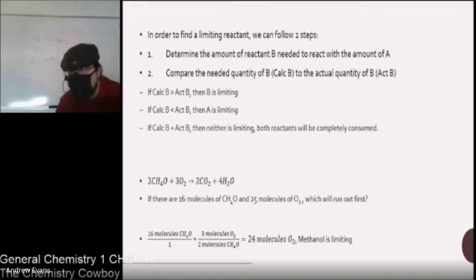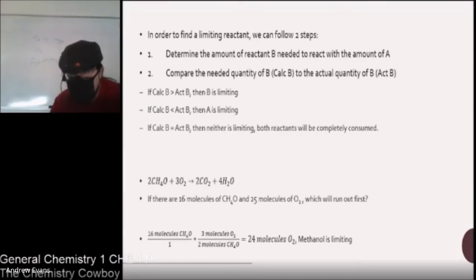But so what is this going to mean? Where would you see this in a question? You might see which guy would run out first. You might see how much of the excess is left. You might see what is the maximum amount of product that could be formed.